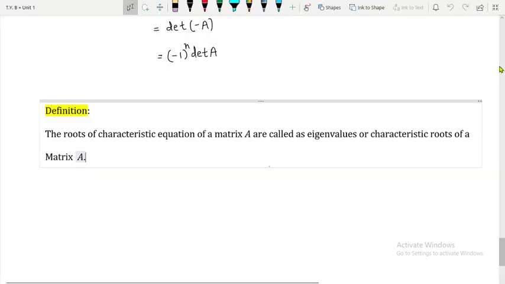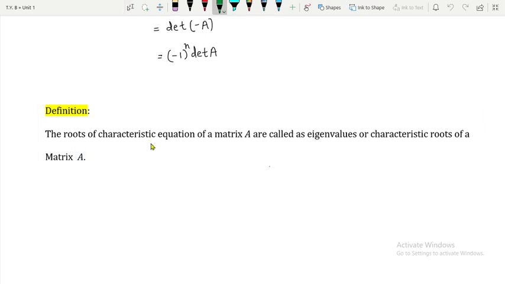Hello my dear students. Today we are going to start with a very interesting topic, that is eigenvalues of a matrix. So if we are having some square matrix A, then eigenvalues are nothing but the roots of the characteristic equation of a matrix A. Now we have already studied what is the characteristic equation of a matrix A, that is nothing but determinant of xI minus A is equal to 0.